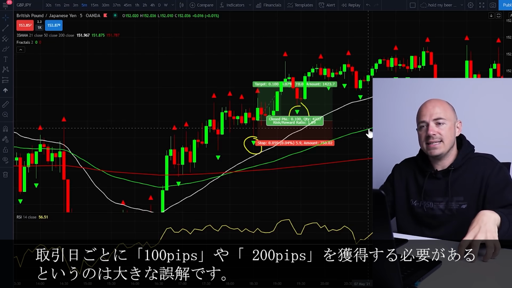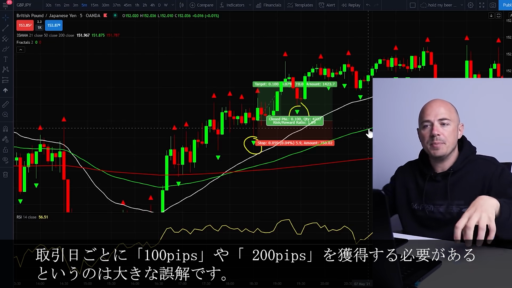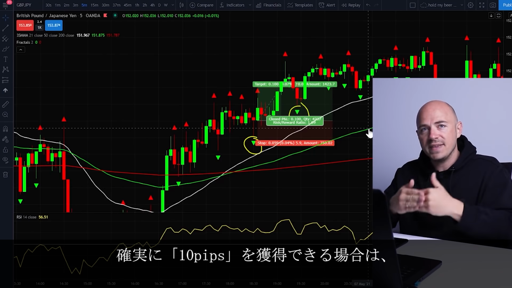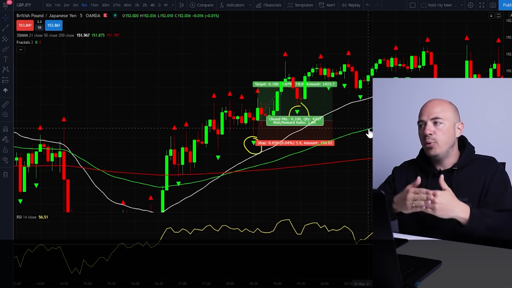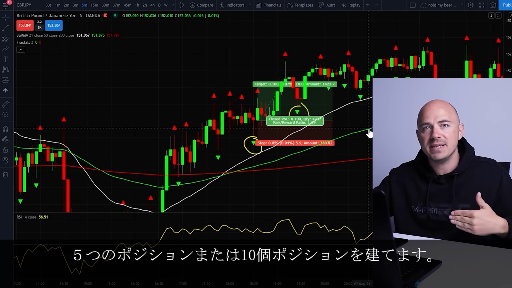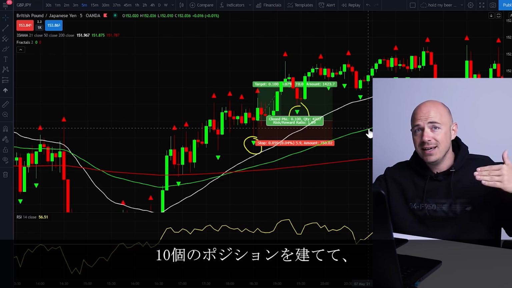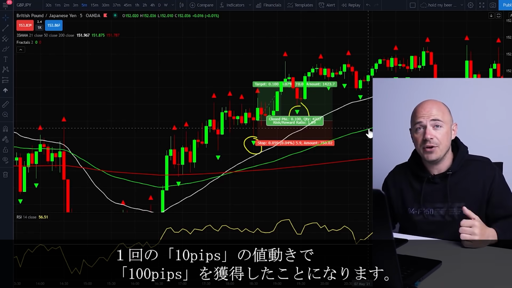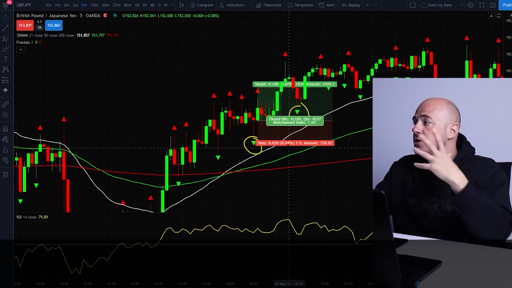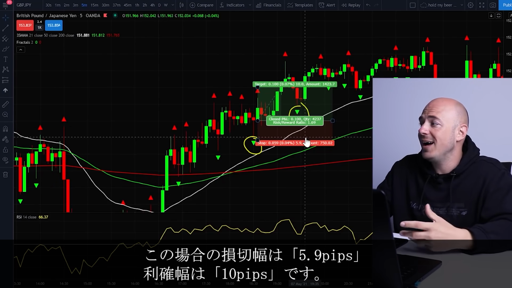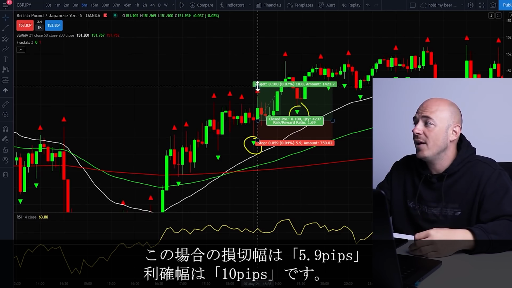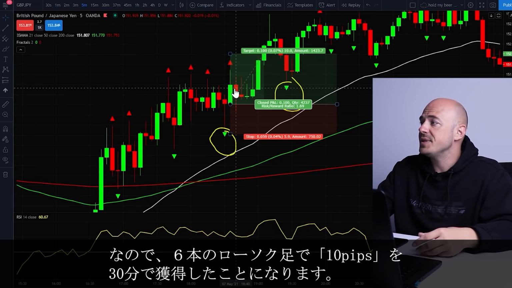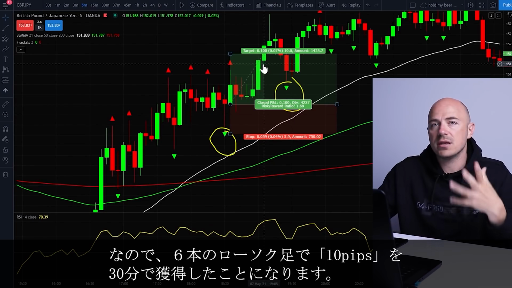It's a big misconception that somebody needs to get 100 pips or 200 pips out of each trading day. That is incorrect. If you can with certainty get 10 pips, put in 5 positions or 10 positions. You put in 10 positions and get 10 pips off each position at the exact same time, you just got 100 pips off of one 10 pip move. So your stop loss on this one is 5.9 pips and your take profit is 10 pips. And this is the 5-minute chart. So you got this 10 pips in 6 candles, which is 30 minutes.